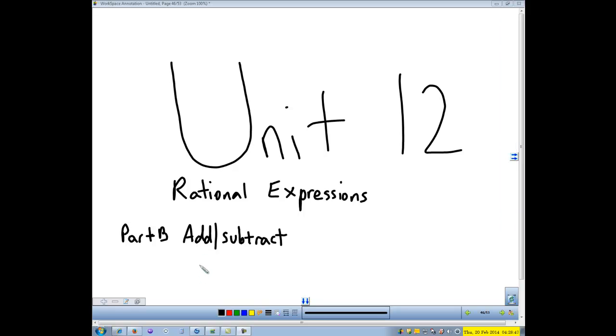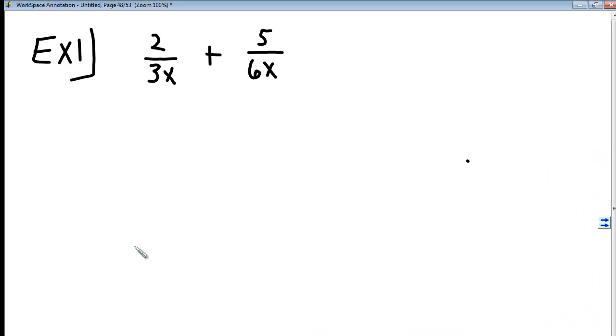We continue Unit 12, Rational Expressions, with adding and subtracting. Example 1. We need to get an LCD so that we can add these two expressions together. The first thing is to factor the denominators completely. 6x will factor to be 2 times 3 times x. 3x is already factored. Write down the first expression, 3x.